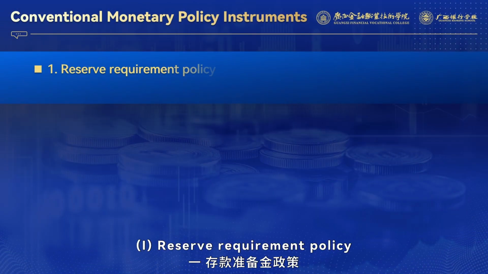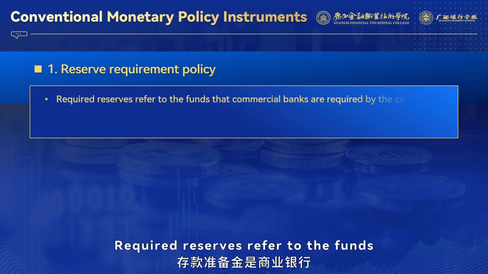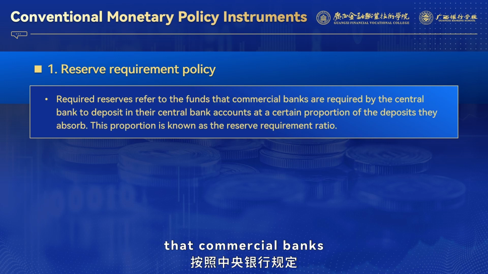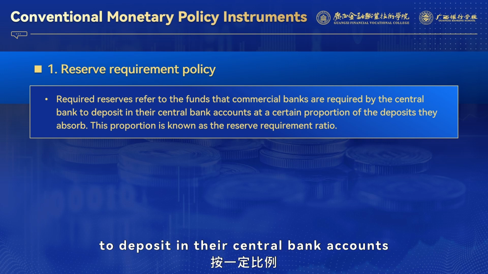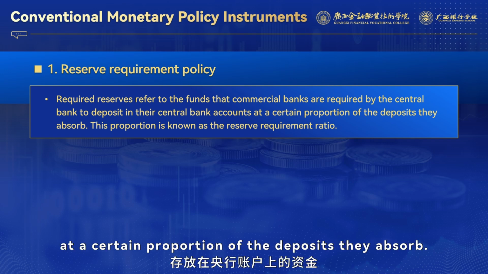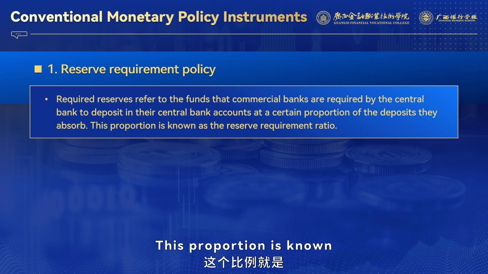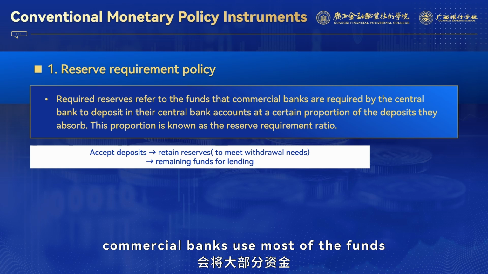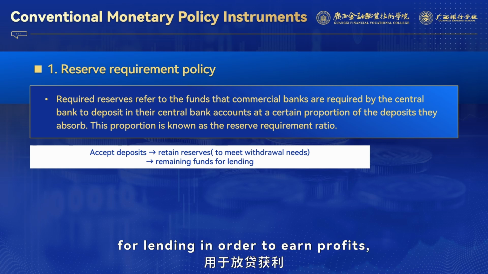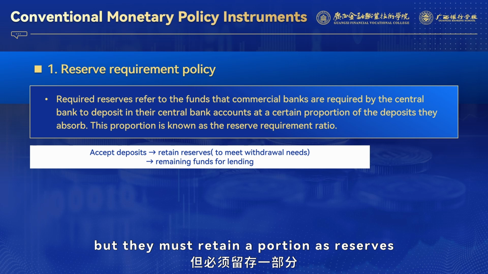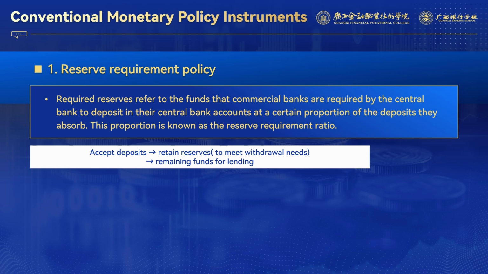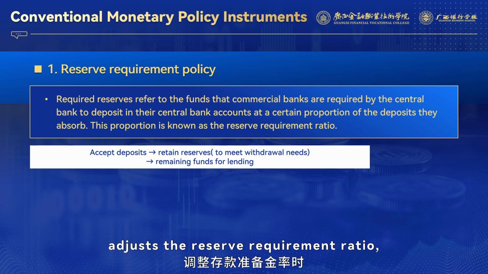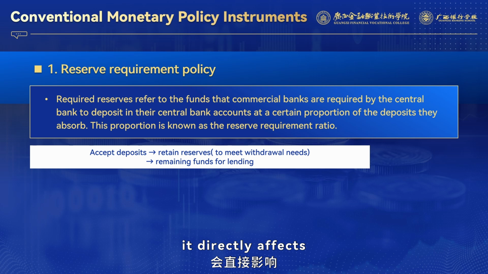One, reserve requirement policy. Required reserves refer to the funds that commercial banks are required by the central bank to deposit in their central bank accounts at a certain proportion of the deposits they absorb. This proportion is known as the reserve requirement ratio. After accepting public deposits, commercial banks use most of the funds for lending in order to earn profits, but they must retain a portion as reserves to meet customers' withdrawal needs. When the central bank adjusts the reserve requirement ratio, it directly affects the lending capacity of commercial banks.